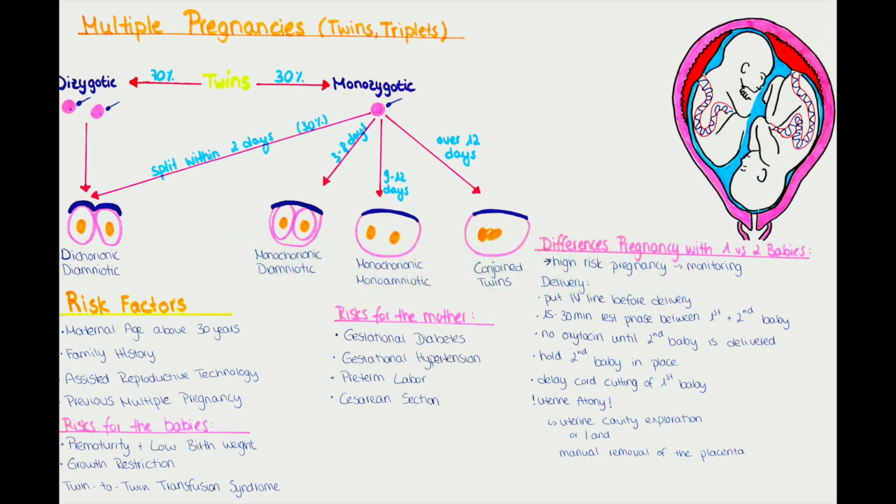Multiple pregnancies increase the risk of developing gestational diabetes and pregnancy-induced hypertension. Also, preterm labor is more common in multiple pregnancy. The risk of postpartum hemorrhage is increased in multiple pregnancy, and the likelihood of delivering by caesarean section is higher in multiple pregnancy compared to singleton pregnancy.